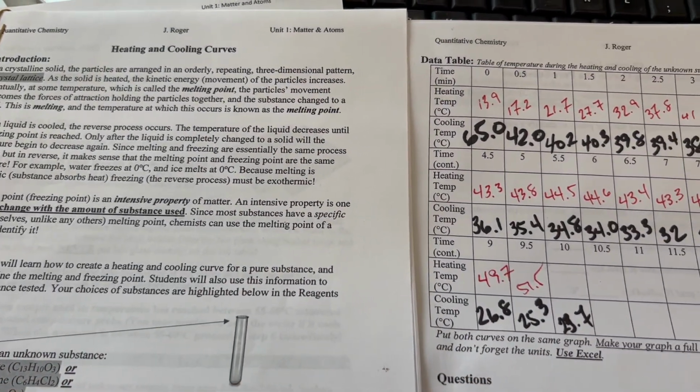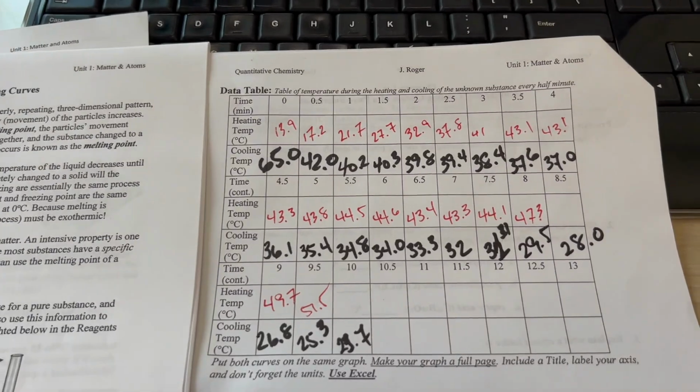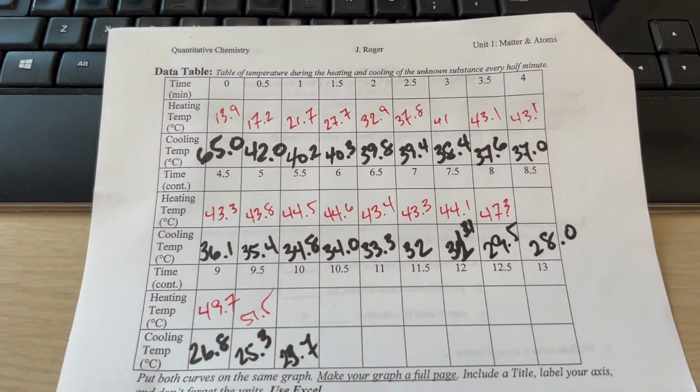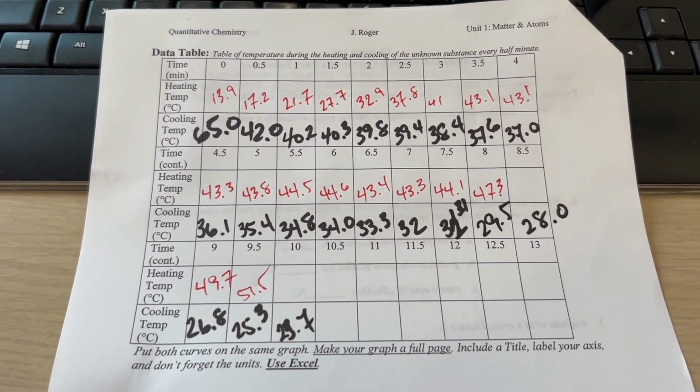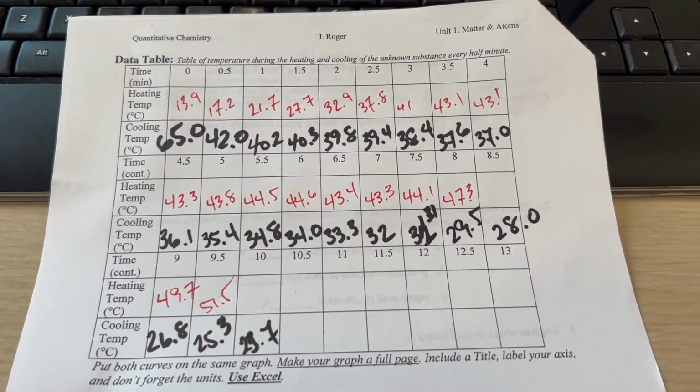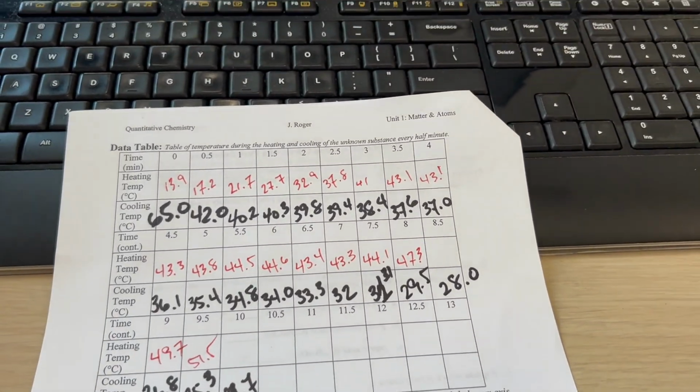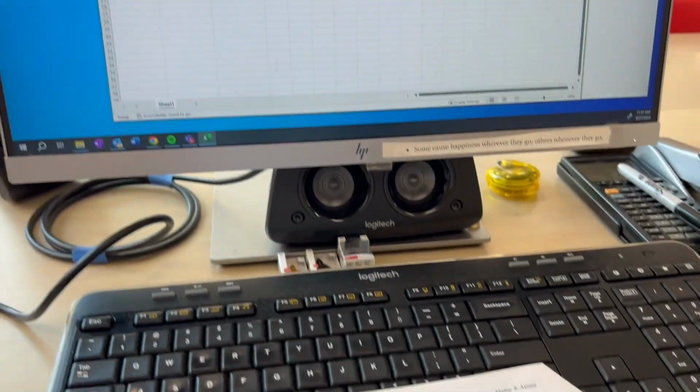Well, we have gathered all our data for the heating and cooling curve lab. It is now time to graph. From the graph, we're going to identify the melting point of the substance.